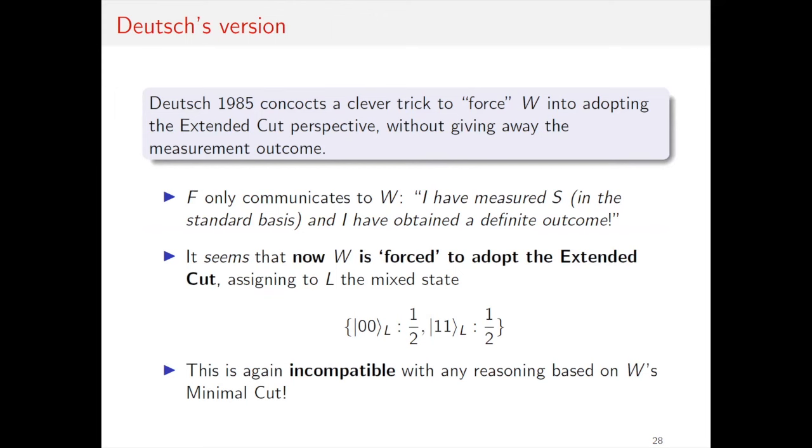But of course, this is incompatible with the other reasoning, also by Wigner, which says, no, whatever he tells me, I already knew all that. He's entangled, he's just there. As long as I don't know the result, if I do a minimal cut, I'm the only collapsing agent in any case. Collapse happens when I see it, and I didn't see anything. This disjunction doesn't tell me anything, like I measured, I obtained something.